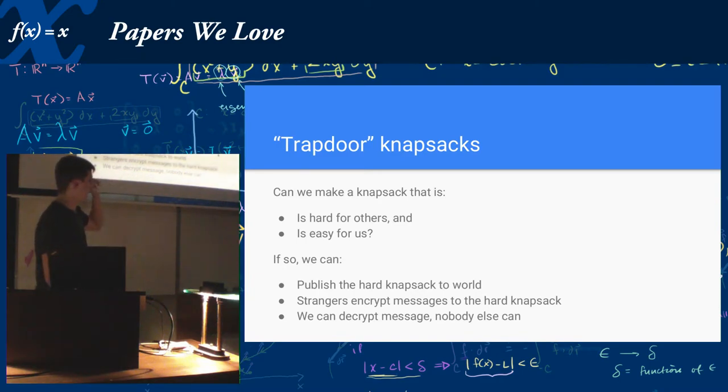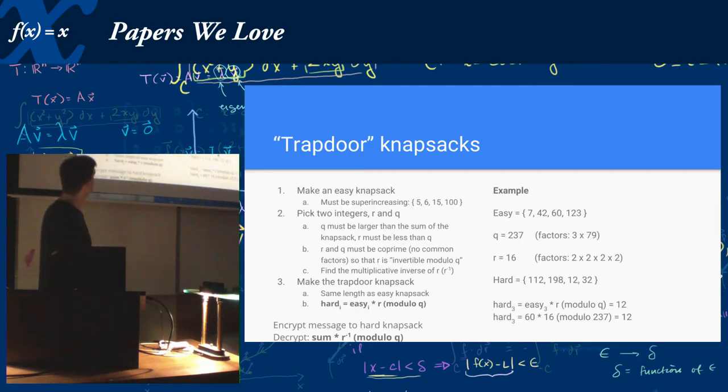So that's where we come into the idea of these trapdoor knapsacks, which is, if we publish the hard knapsack to the world, strangers can encrypt messages into it, which is easy. And then is there some way that we can make that hard knapsack into an easy knapsack, or have an alternative knapsack that makes it easy to solve the hard knapsack so that we can decrypt the message? So that's the idea introduced. Now this is a lot of math, and I don't really want to get into it because I don't totally understand why it was supposed to be secure. It's been broken, I mentioned.